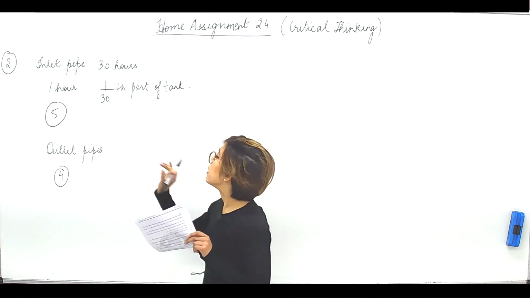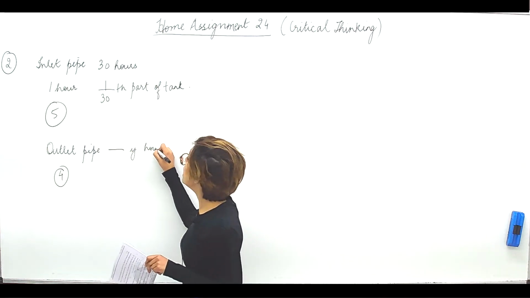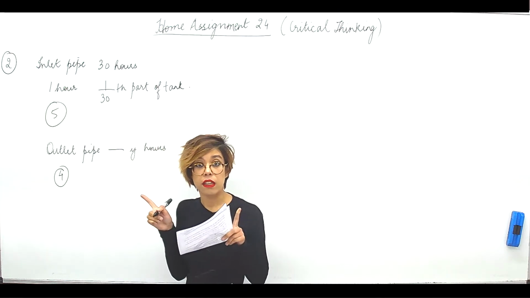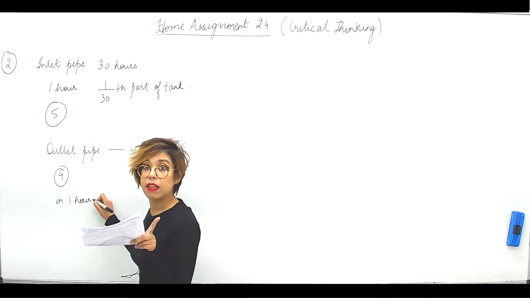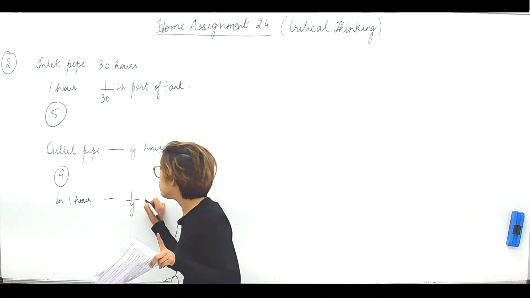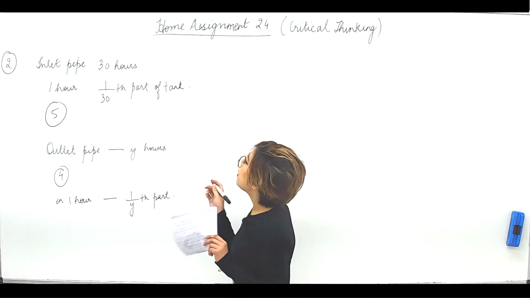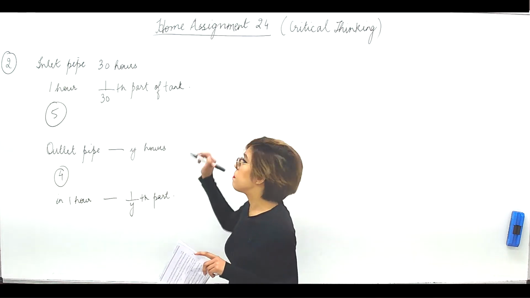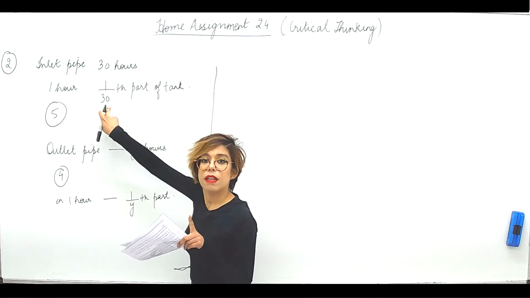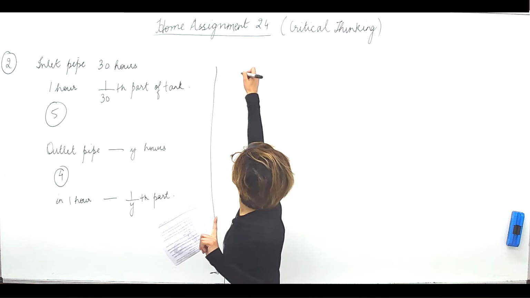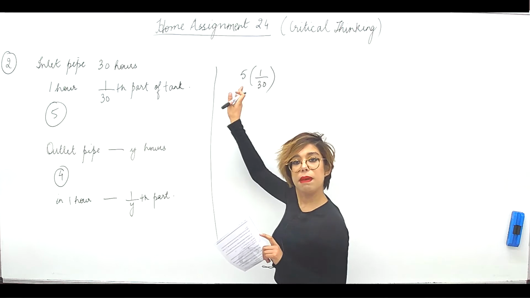So I'll suppose that one outlet pipe takes y hours to fill the entire tank. That means in 1 hour, how much part of the tank is filled by one pipe? That will be 1 by yth part of the tank. So let me check out the 1 hour work done by both the pipes. Now I know that one inlet pipe fills up 1 by 30th part. So 5 pipes, 5 into 1 by 30th part. Right? 1 pipe का इतना है, 5 pipes का इतना होगा.